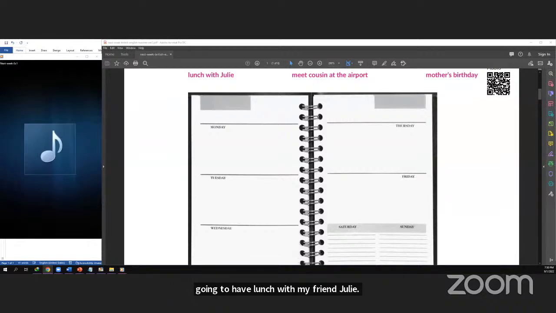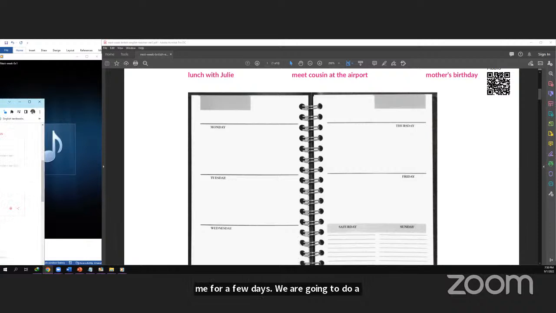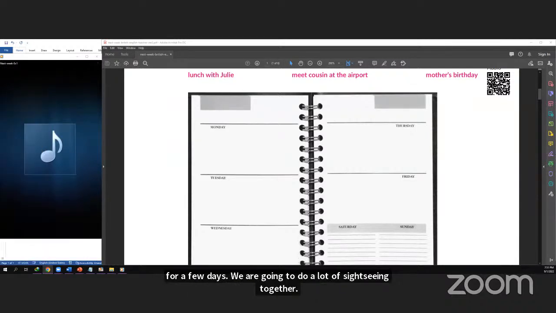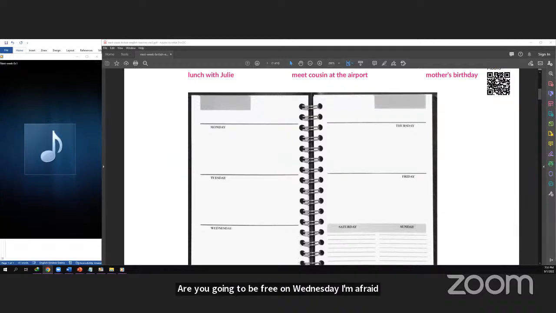And on Tuesday? On Tuesday, I'm going to meet my cousin at the airport. At the moment, she's living in France, but she's going to visit me for a few days. We are going to do a lot of sightseeing together. Aha. Are you going to be free on Wednesday? I'm afraid I'm also going to be busy on Wednesday. It's my mother's birthday. But on Thursday, I'm free after work.